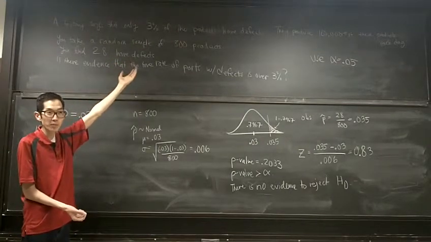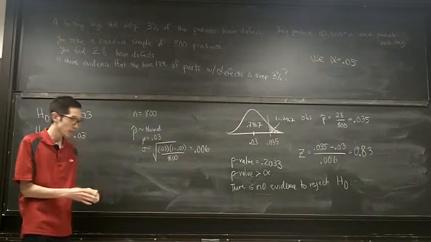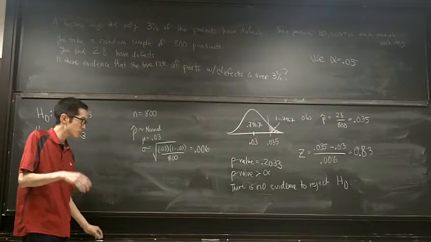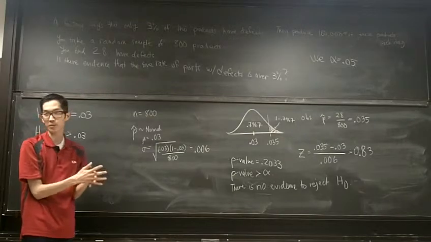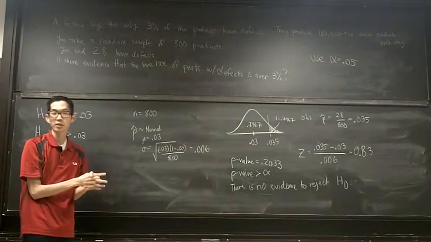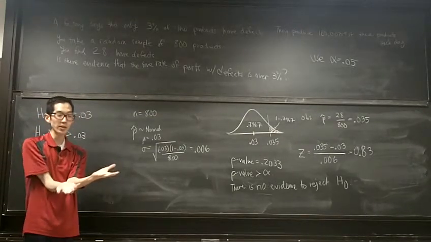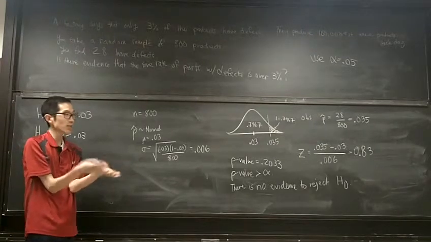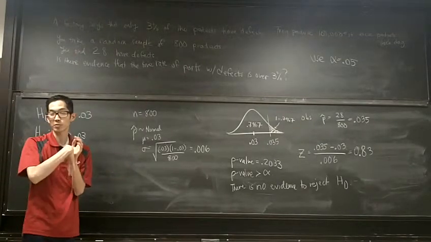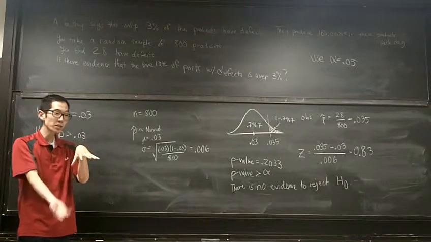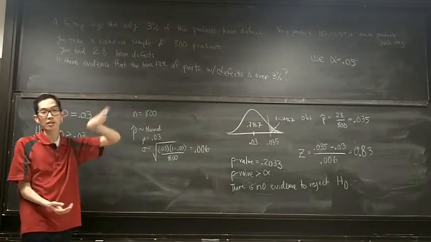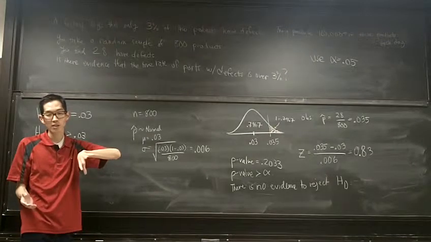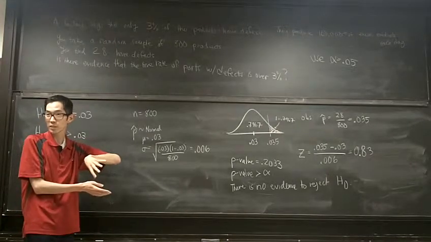But does it prove the idea, or even support the idea that 3% of the parts are defective? No, okay? Because what we saw is our evidence said that 3.5% of the parts were defective. So the fact that it's different doesn't support that it's 3%. It just says it's not enough to say against it, okay?